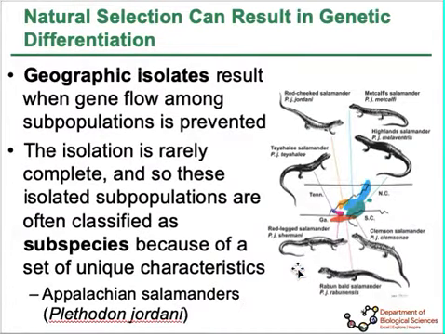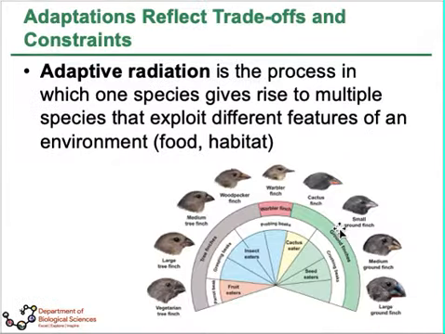Okay. So you have also what we call geographic isolates, which result when gene flow among subpopulations is prevented. So for example, in this figure, within this particular region, there are land masses that tend to isolate some of these species, where there is actually the formation of subspecies because they are geographically isolated. So these isolated subpopulations are often classified as subspecies, or there are other scientists that would consider them as another species. So they are geographically isolated from each other.